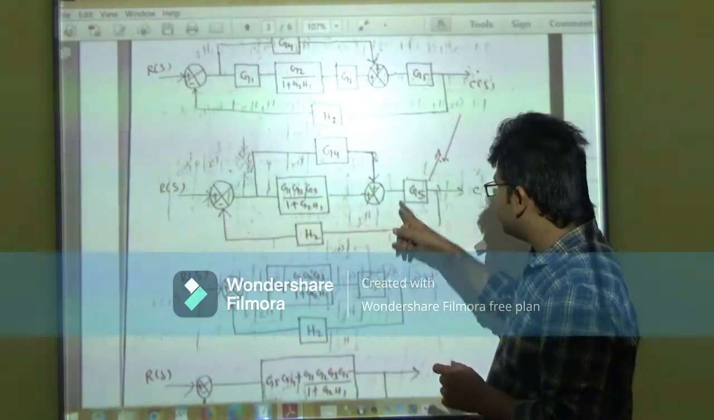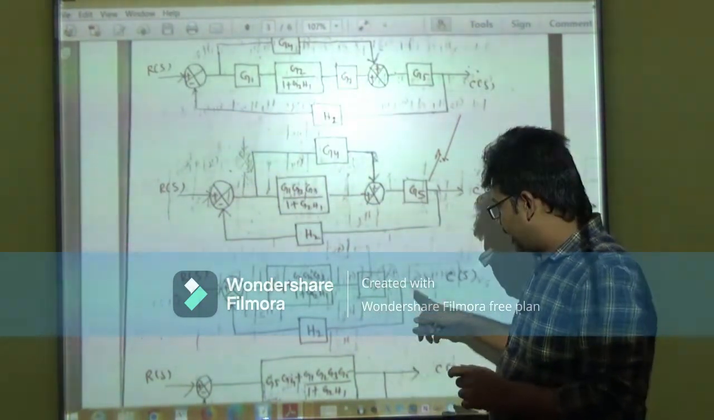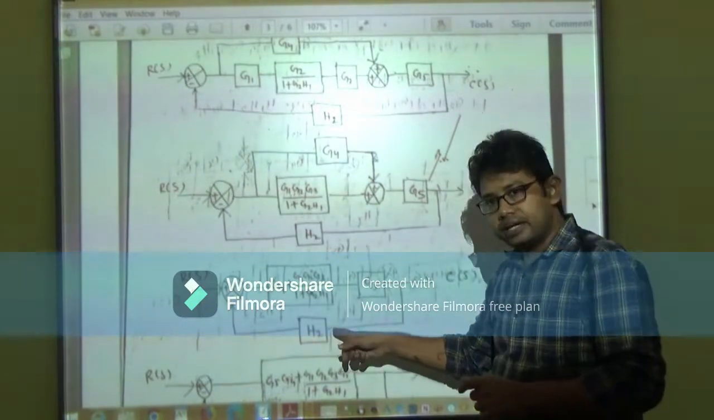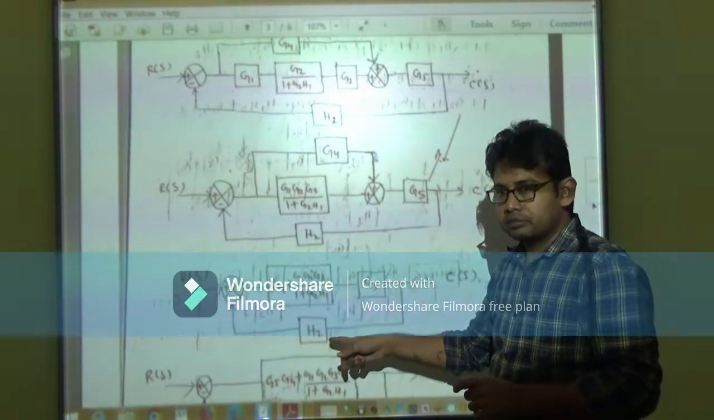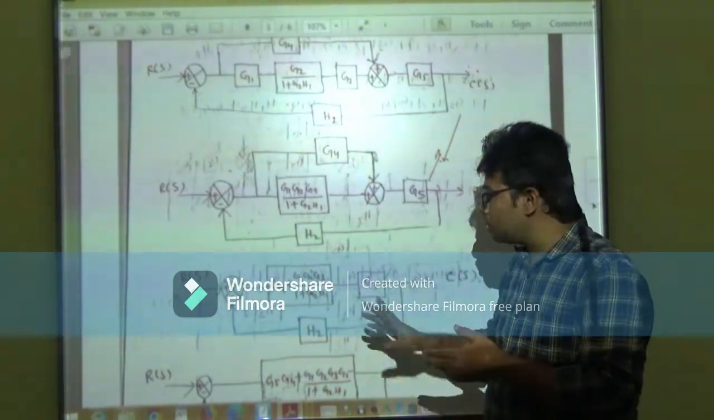Then the last block is G5, connected here. Then the output to input connection is H2. H2 is the feedback loop, the second feedback loop, which is not reduced here.